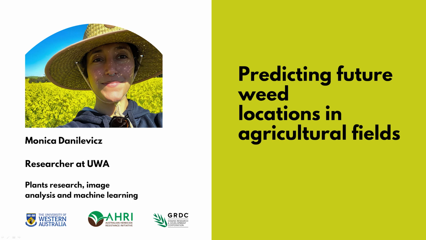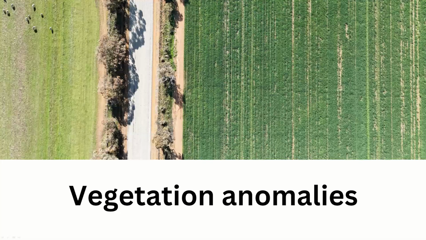And I just joined this project where we are going to develop models that can predict future weed locations based on diverse types of data sets like the farm management and environmental data and all these different things that can affect the emergence of weeds. And in this presentation, I'm actually just going to show a small part of it, which is just the detection of vegetation anomalies based on satellite data.